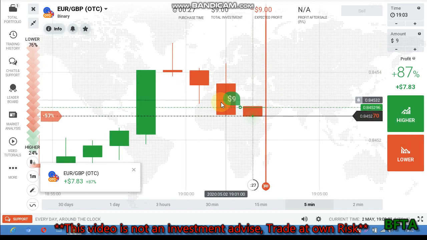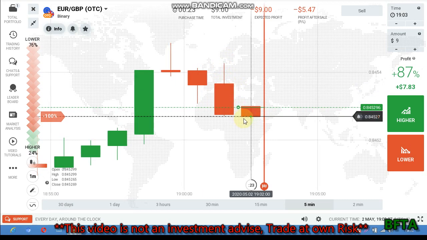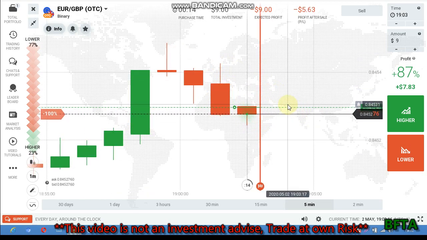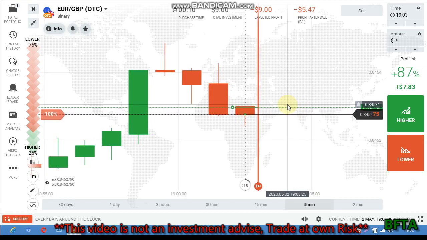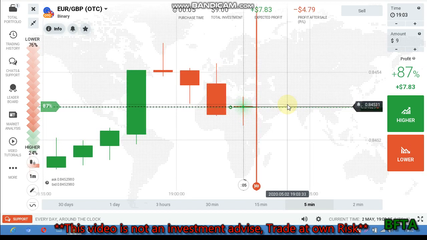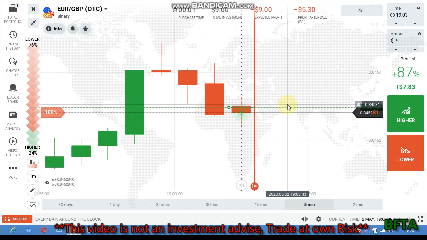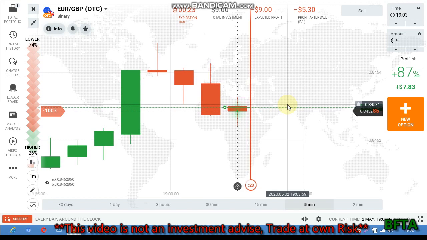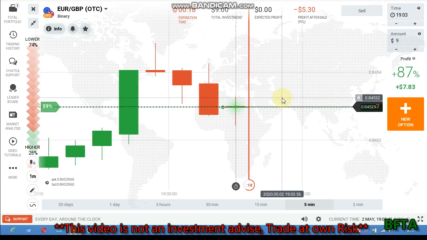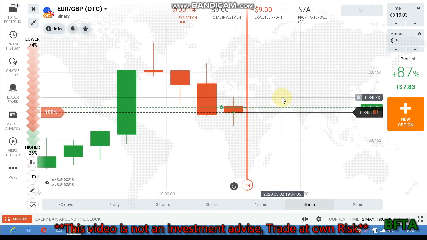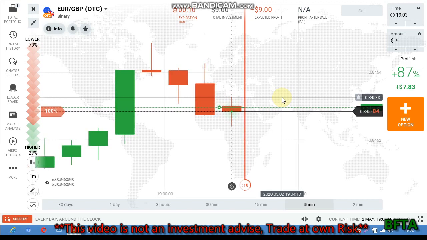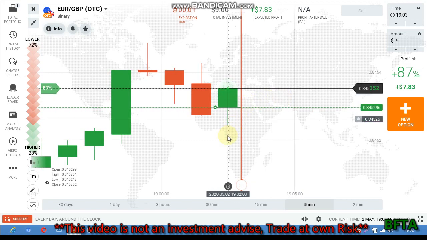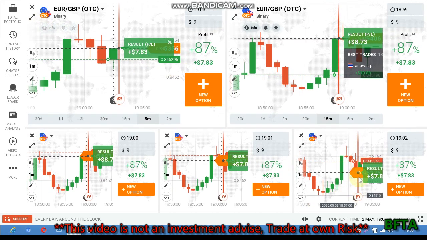I'm going to place a call option because of this upper rejection in this bullish candle. And this will be my last trade because of this upper rejection and the buyers' movement here. See, the buyers enter.